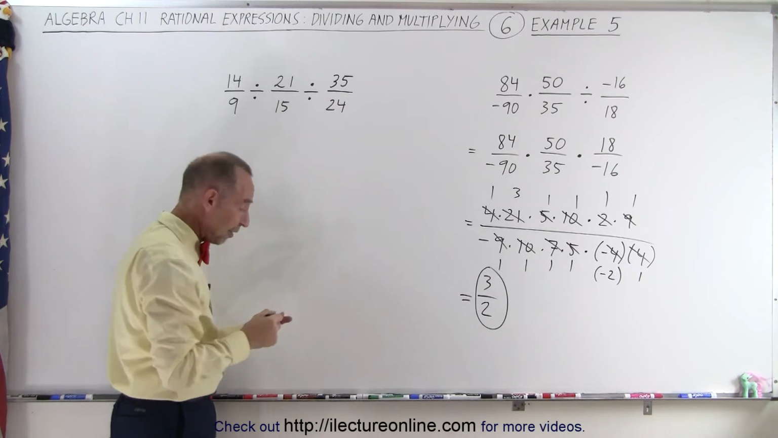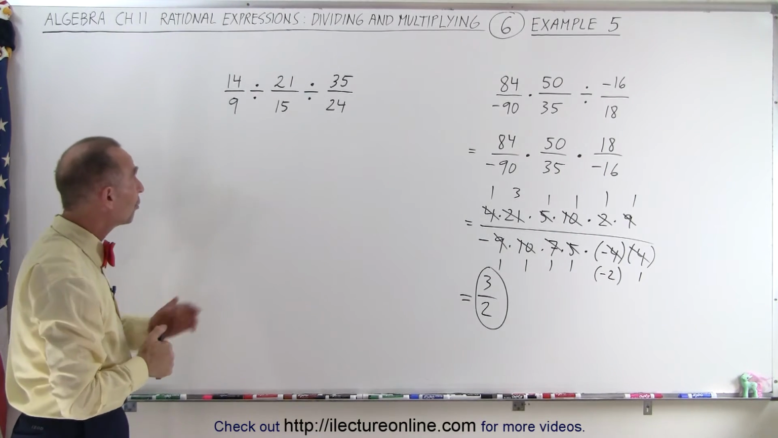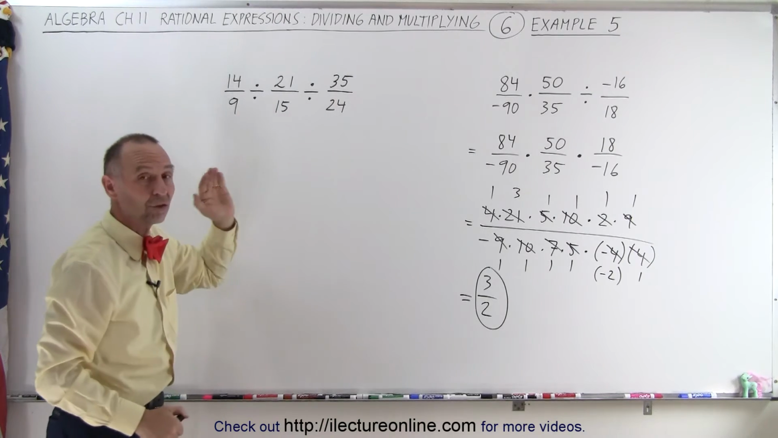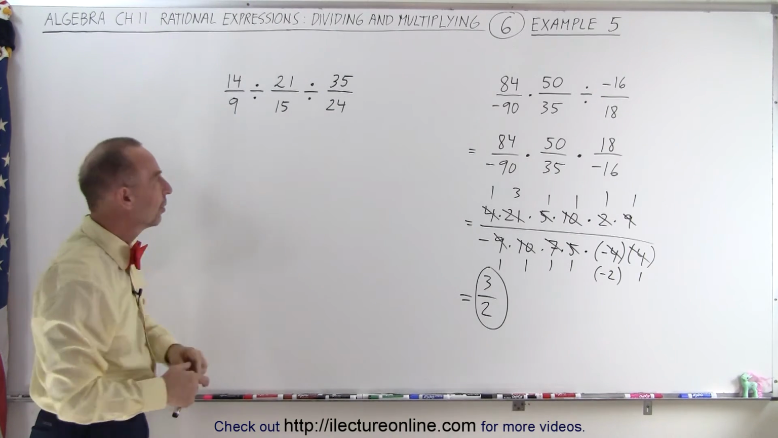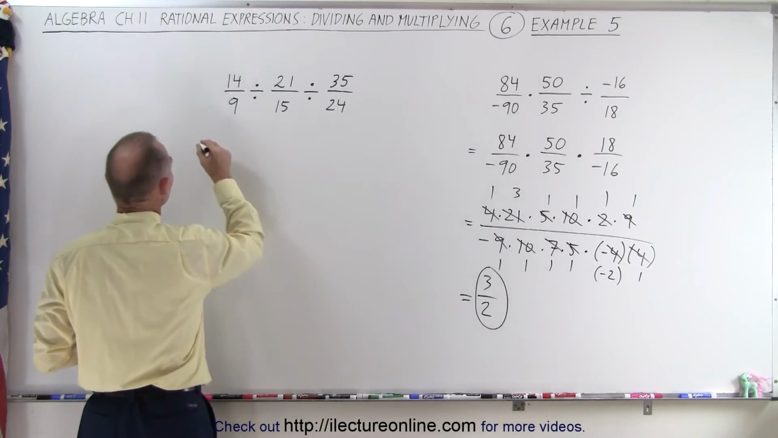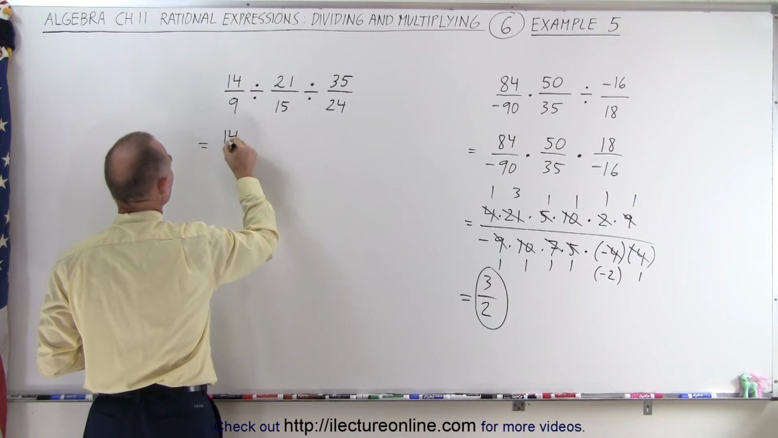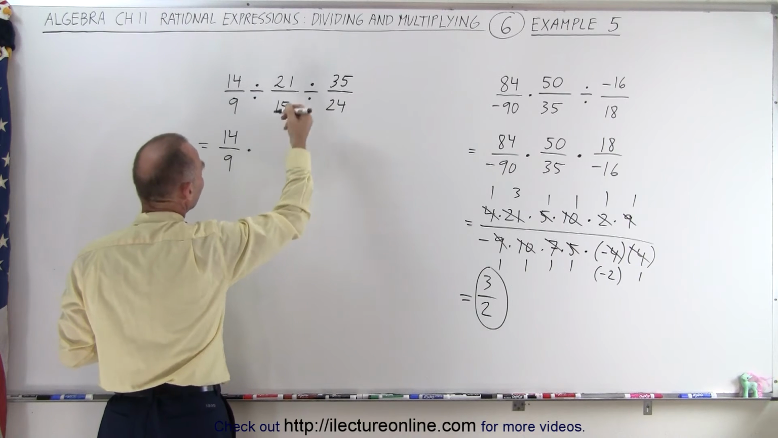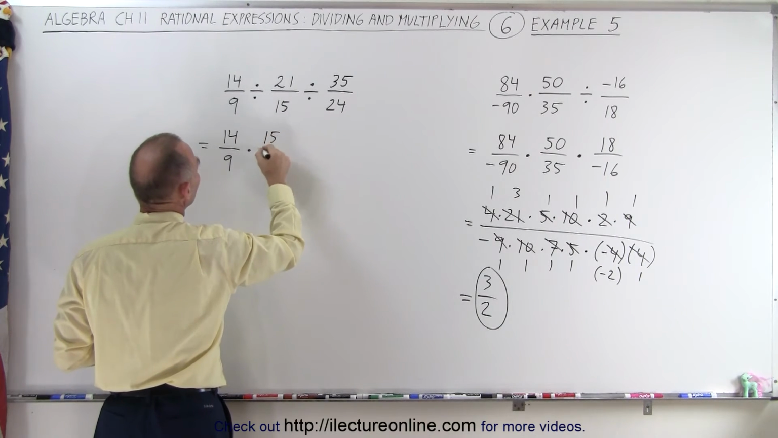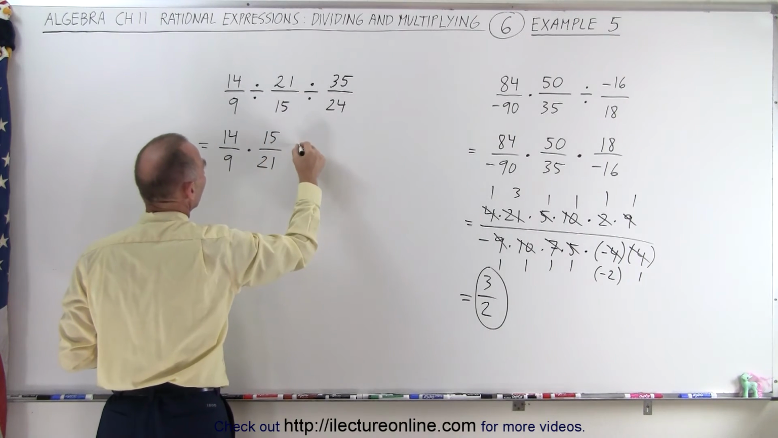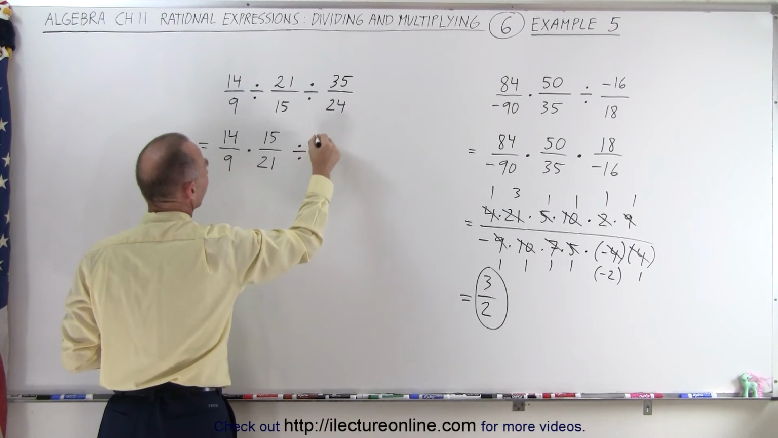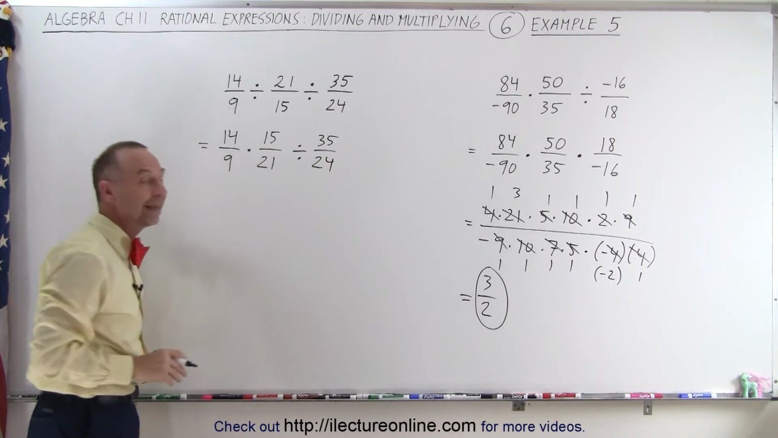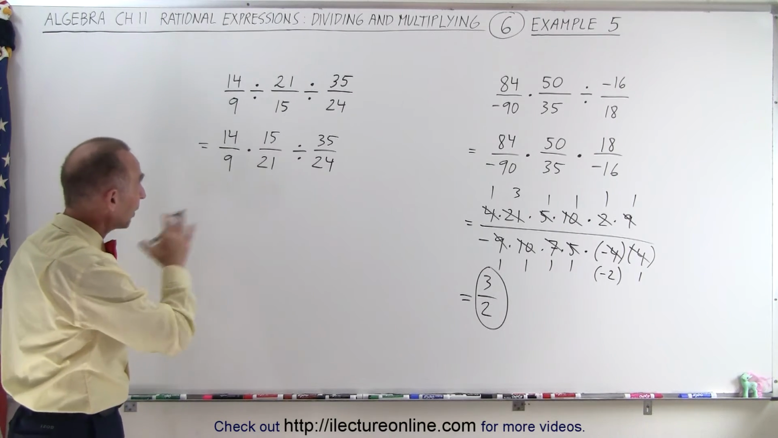We really need to follow the order of operations, which means when we have the same operation here, we must go from left to right. So the first thing we're going to do is write this as 14 divided by 9 times, we're going to then take the inverse, 15 divided by 21 and leave that one alone. Like this. And then we can do it again. We work from left to right.